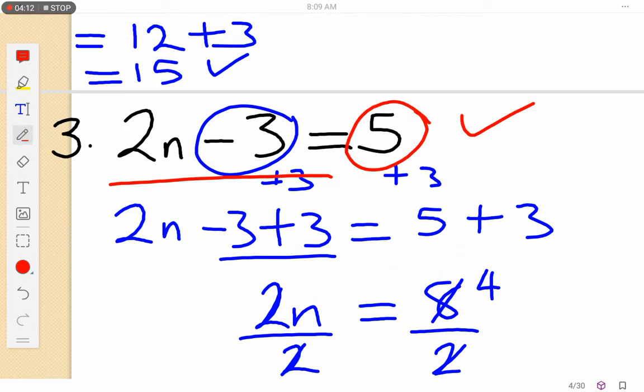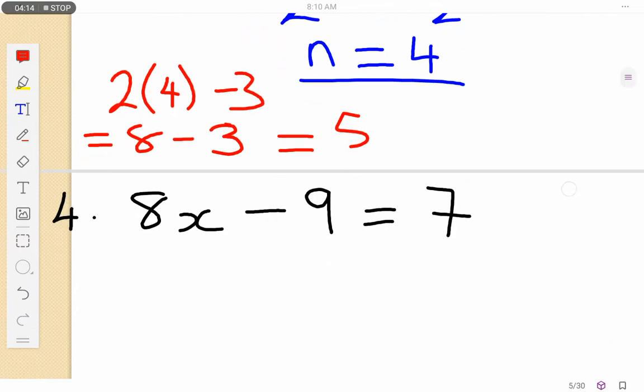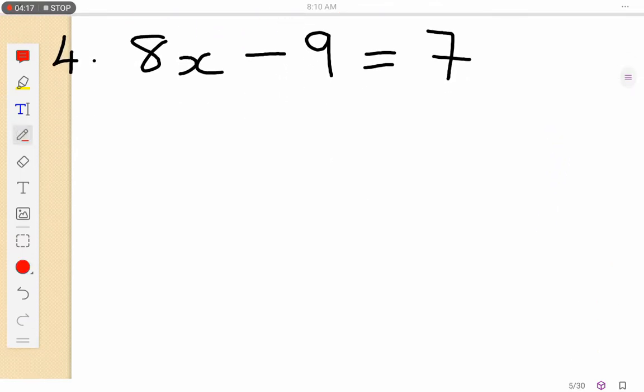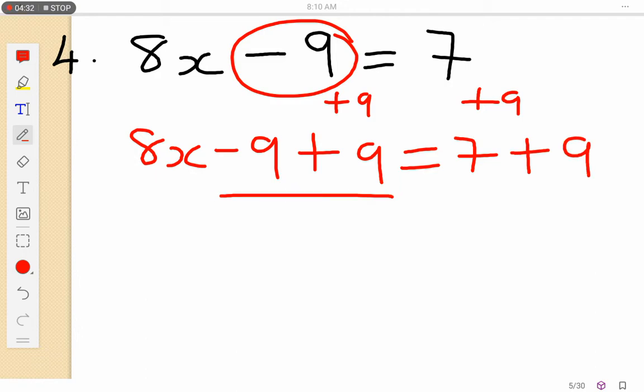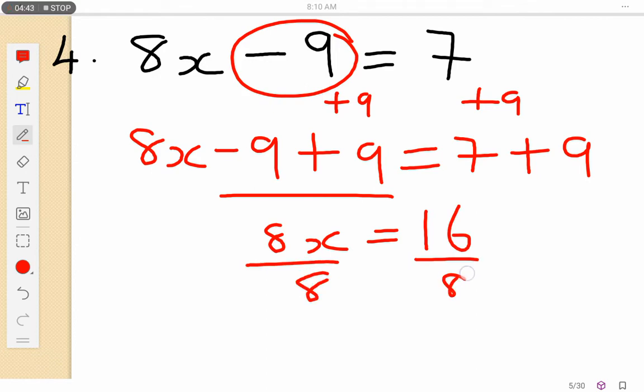So our equation is balanced. Let's have another example. In this example I've got a minus, so I can say plus 9 here, plus 9 there. So I have 8x minus 9 plus 9 is equal to 7 plus 9. Minus 9 plus 9, we get a 0, so I'll have 8x is equal to 7 plus 9, we get 16 there. To get my x, I'll divide by 8.